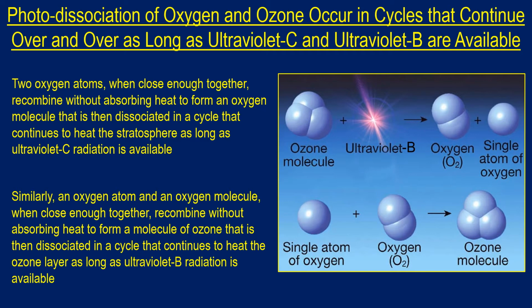Similarly, an oxygen atom and an oxygen molecule, when close enough together, recombine without absorbing heat to form a molecule of ozone that is then dissociated in a cycle that continues to heat the ozone layer as long as ultraviolet B radiation is available.